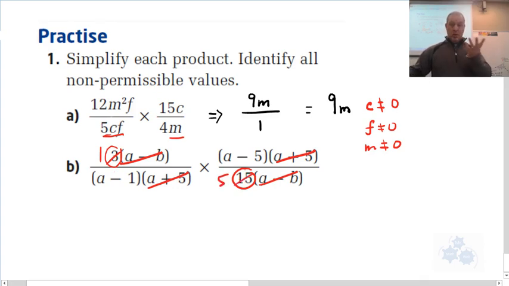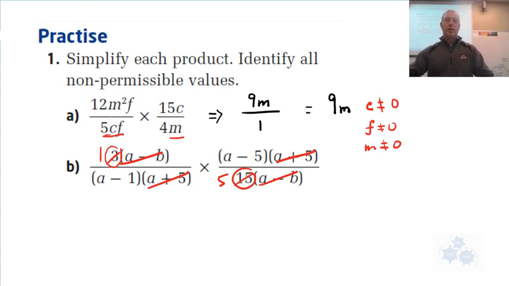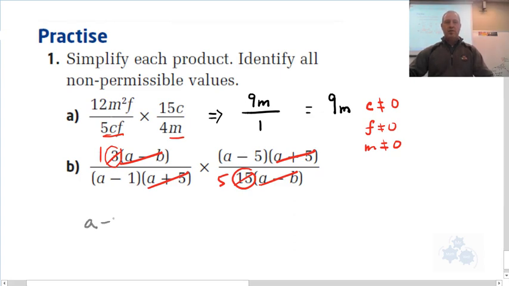Okay. So remember, you cannot do this. Please don't do this. There's an a there and an a there, but some of you are still doing this, so please don't. You cannot do that. So what we're left with here then is this. We've got 1 times a minus 5, so we just have a minus 5 on top. And we have a minus 1 and the 5 on the bottom, so 5 times a minus 1.